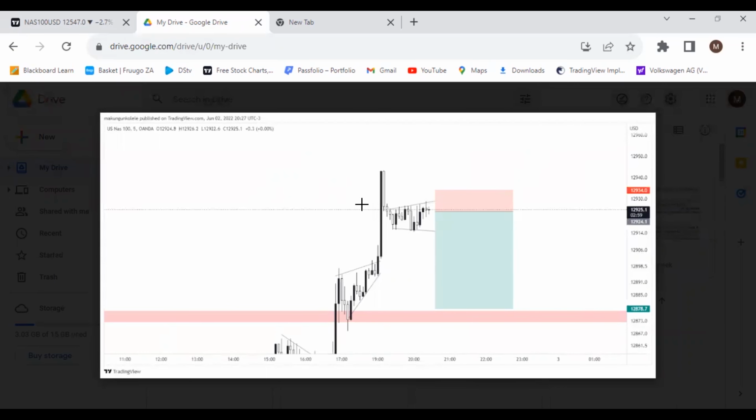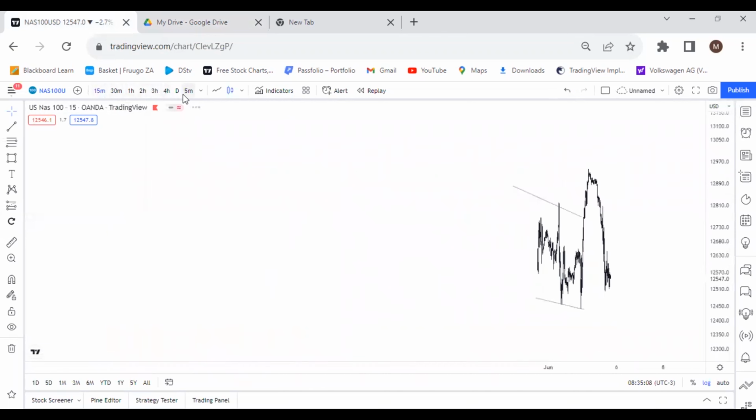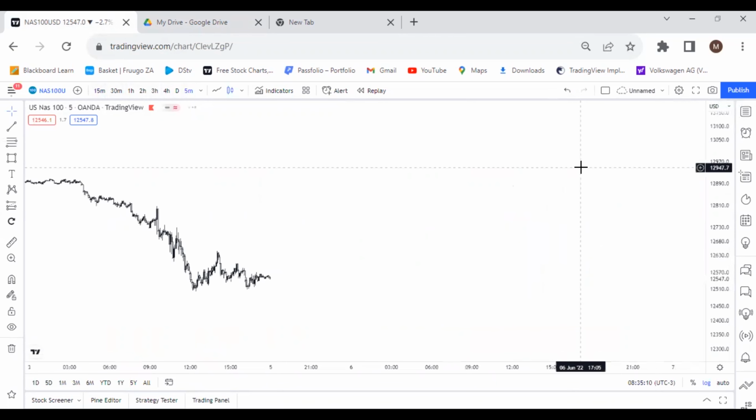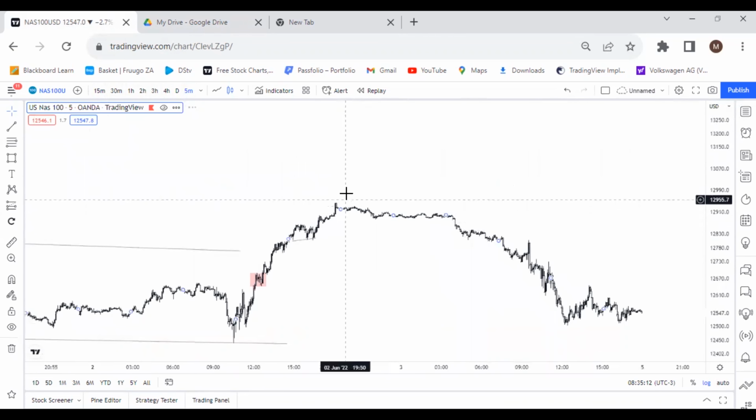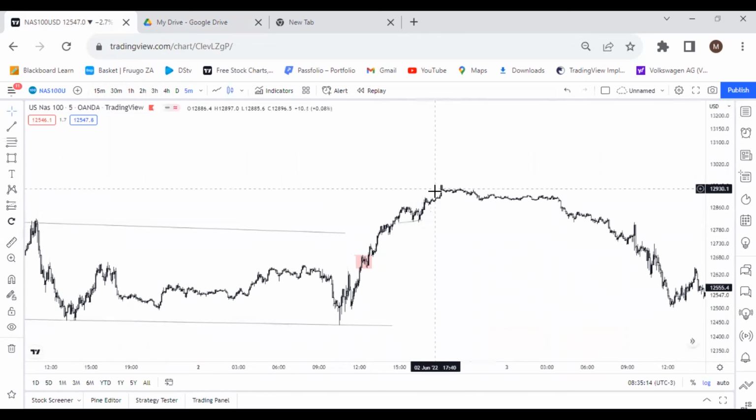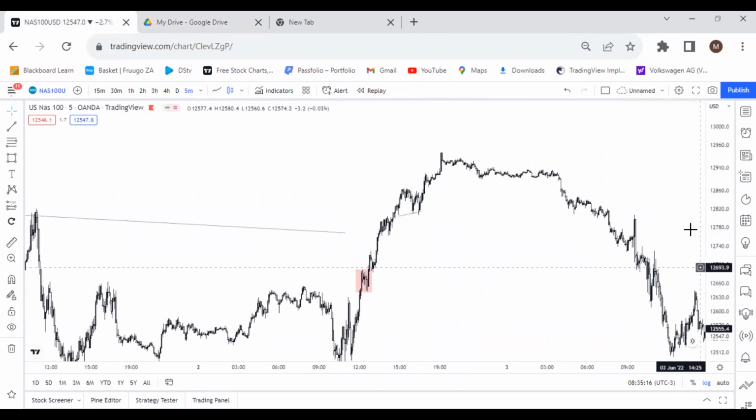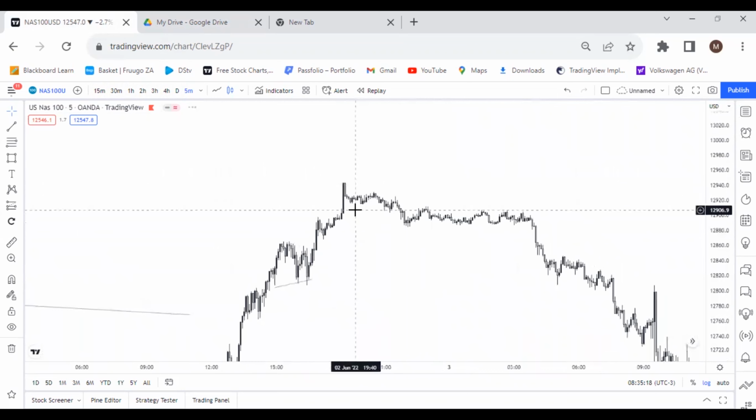and we had a very small corrective areas around these areas right here. So I was expecting Nasdaq to sell from that point, so I'm just gonna scale in. So this is the point that we're looking at right here.